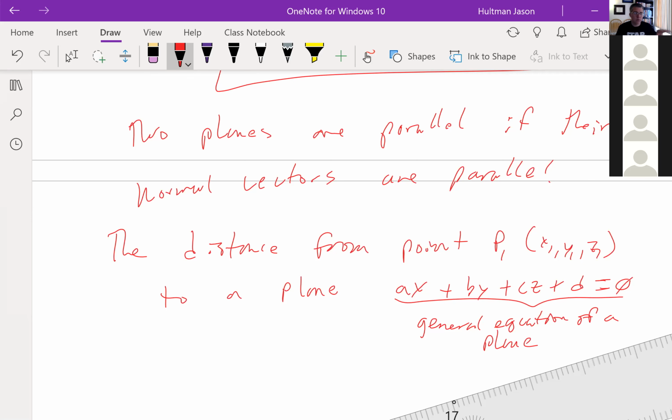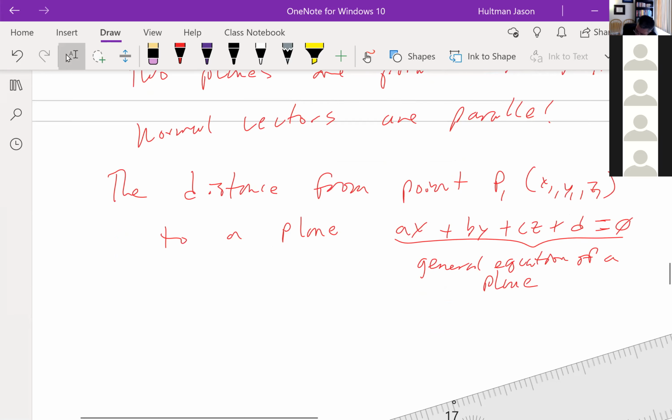So a general equation of a plane is ax plus by plus cz plus d equals 0. You can see that if we really wanted to reconcile all the constant values, we could, but we just call it d for all of those constants. All the constants just combine into one big constant.